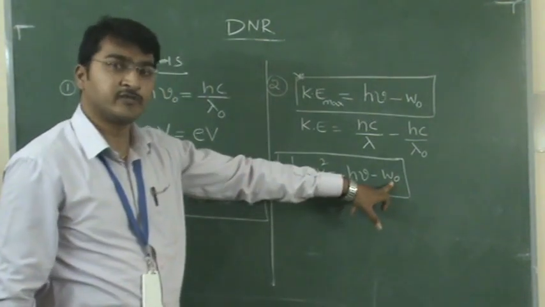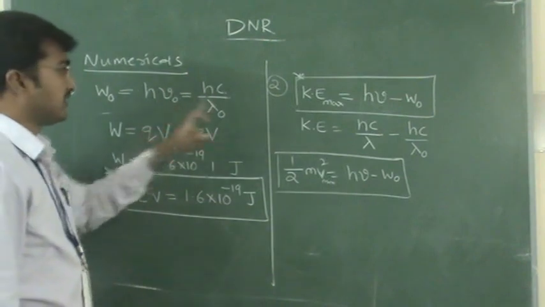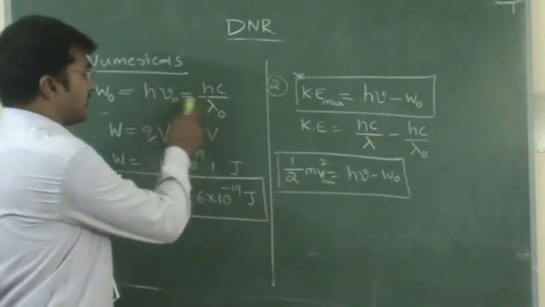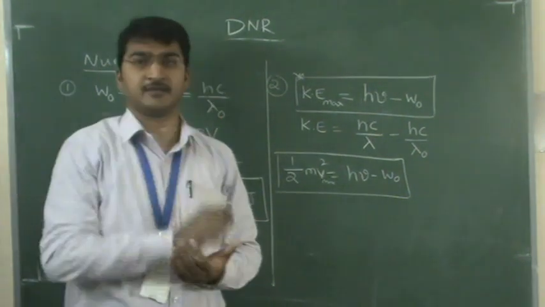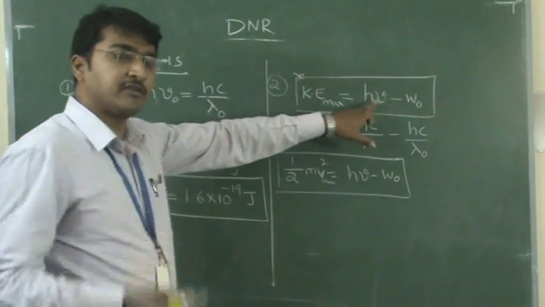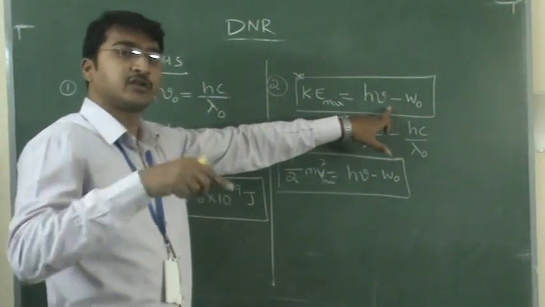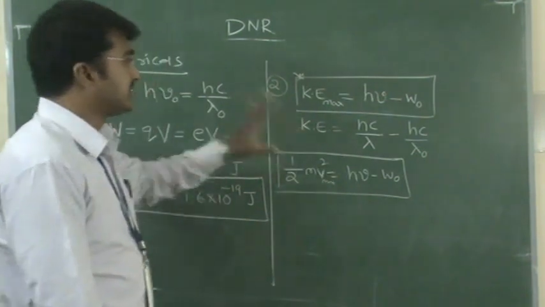Now W naught also we can mention in terms of h nu naught. See here, instead of W naught you can write any of these two. It again depends upon what data they have given. If they give only wavelengths, convert in terms of wavelength. If they give the frequencies, threshold frequency, incident frequency, then you can go through this one. Okay, this is the second one.